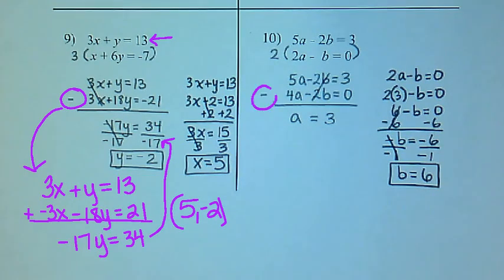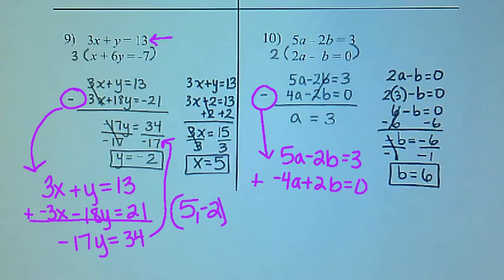And let me do this one down here as well. So I get 5a minus 2b equals 3. If I'm going to add the opposite, I get -4a plus 2b equals 0. And then again I would still get a equals 3. My final answer is 3, 6.